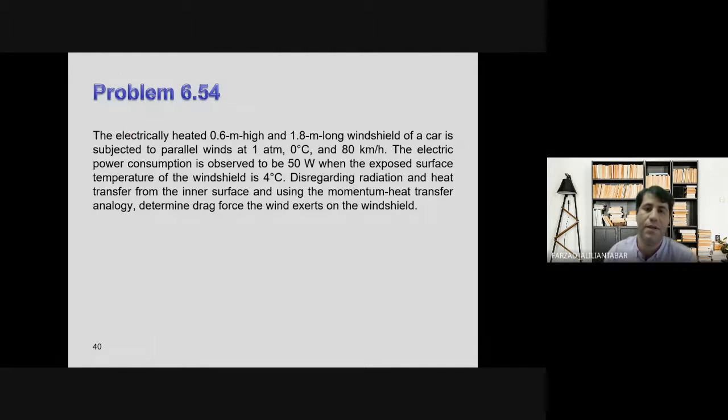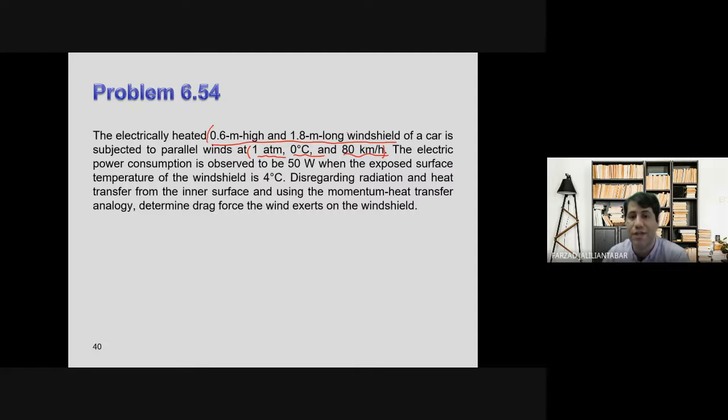And the last example is about the electrically heated, or actually the cooling of a windshield, or the heating of a windscreen. The electrically heated windshield, 0.6 meter high and 1.8 meter long, of a car is subjected to parallel wind at 1 atmosphere, 0 degrees Celsius, and 80 kilometers per hour. These are information about the fluid, which is air here.